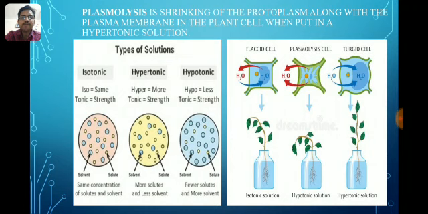Once again, we describe plasmolysis. Plasmolysis is the shrinking of the protoplasm along with the plasma membrane in the plant cell when it is put in a hypertonic solution. So the details of these solutions are given on your screen.